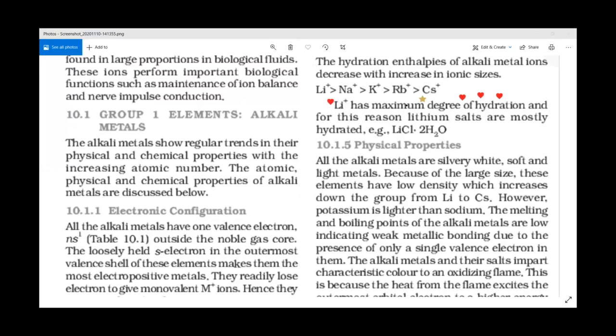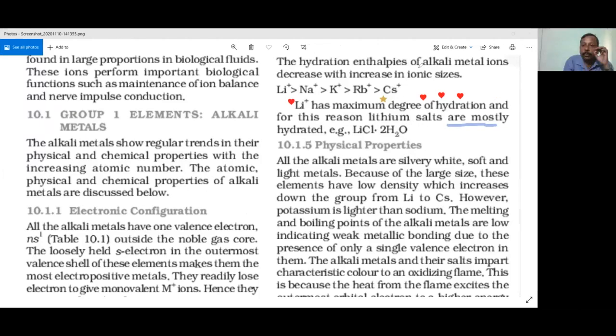Smallest is the key. For hydration, once it wants to attract, it has to be the smallest. This is lithium. This is the reason. The question will be: why are lithium salts mostly hydrated? So what will be the reason? Due to small ionic size, extensive hydration takes place. Therefore, they always get hydrated. So this is about some general properties.